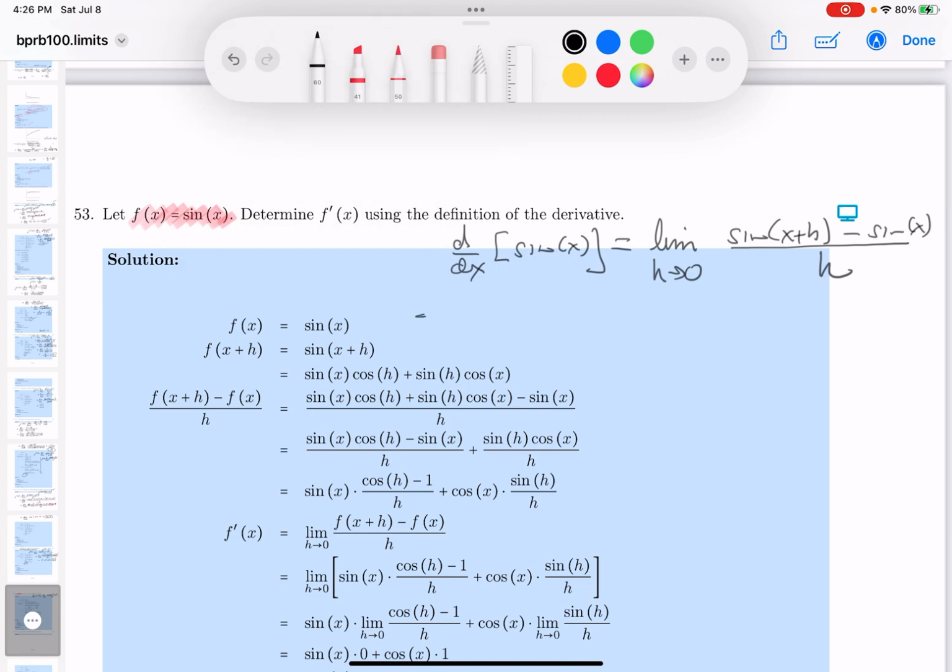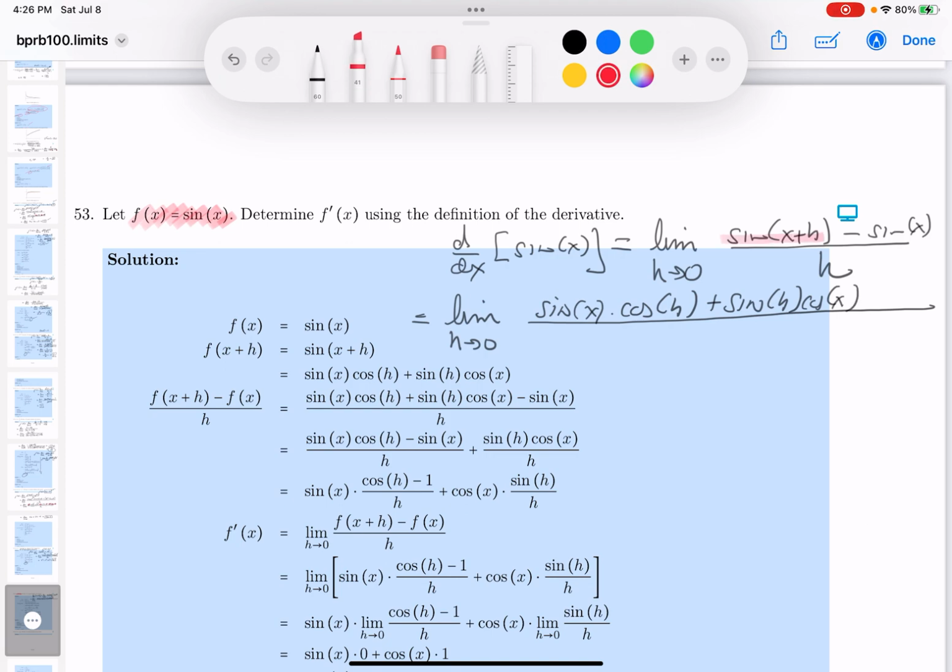And then the question is, what do you do with that? There's a lot of work to be done at this point. I'll write this over your limit, h goes to 0. And what do you get? Well, you need to know your trig. That's going to be sine x cosine of h plus sine of h cosine of x. What I did there was expand this using the sum formula, and then minus sine x over h.